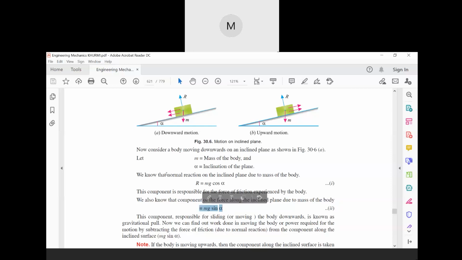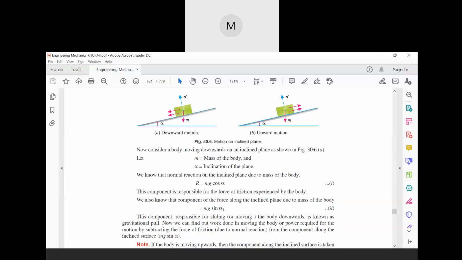But the normal reaction of the inclined plane is given by R equal to mg cos alpha. This cos alpha term gives you the normal reaction, whereas the sin alpha term gives you the component of the force along the inclined plane due to the mass of the body.